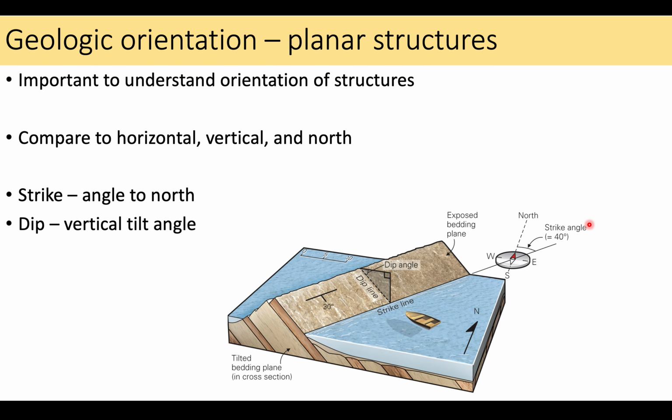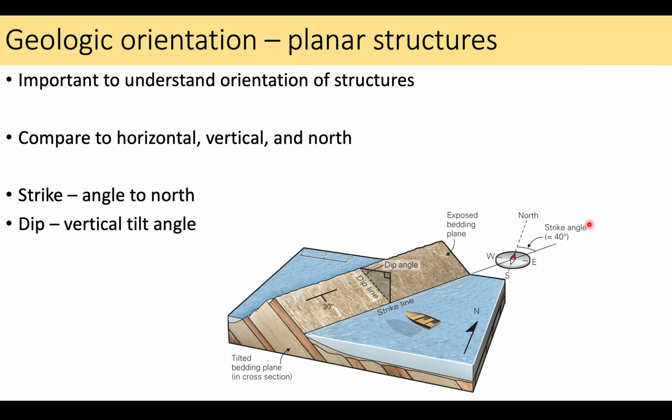So when we look at our structures, some things that we generally will report on are the orientation of the structures. So we compare the structure to the horizontal, to vertical, and to north. So what is the angle to north? What is the vertical tilt? What has happened to this rock? Why is it no longer parallel to the surface of the Earth?